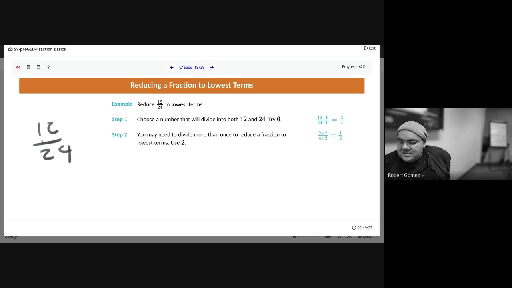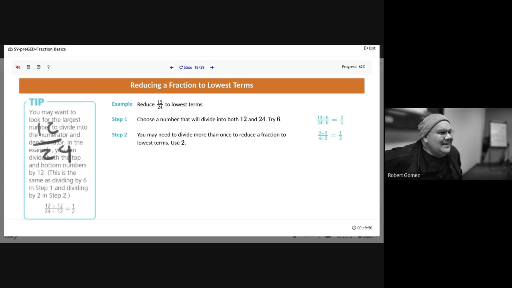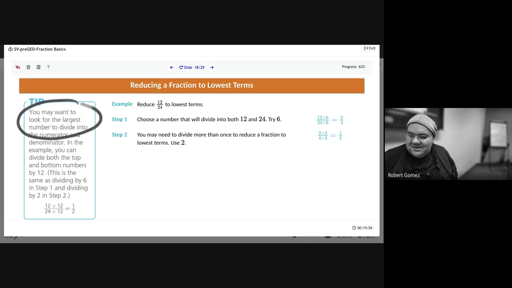You can try 6. You definitely want to try to find the highest number that will work for both. Would 12 work? 12 will work. Yeah, 12 will probably work better than 6 actually. Here they want us to use 6. 6 will work, but 12 will probably work better. Look at this, they even tell us here: you may want to look for the largest number because you can skip a step.